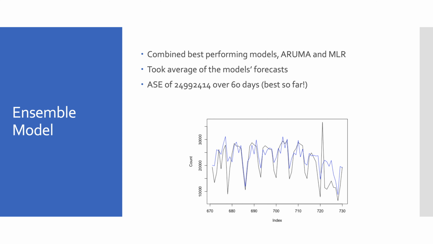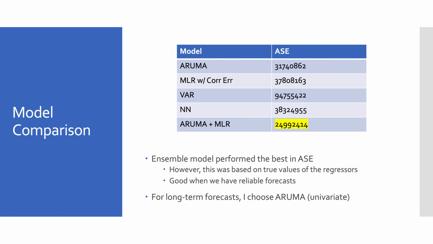Finally, I created an ensemble model that combines the forecast for my 2 best models so far, which were the ARUMA and MLR with correlated errors. I took the average of the 2 forecasts at each time point, and it turned out really well, with the best ASE so far for forecasting these last 60 days. So this is neat that it's able to leverage the strengths of both models and perform even better.